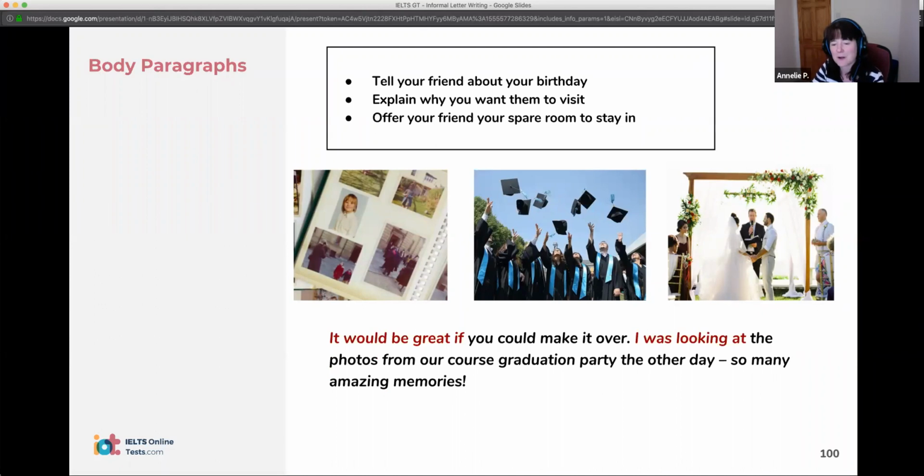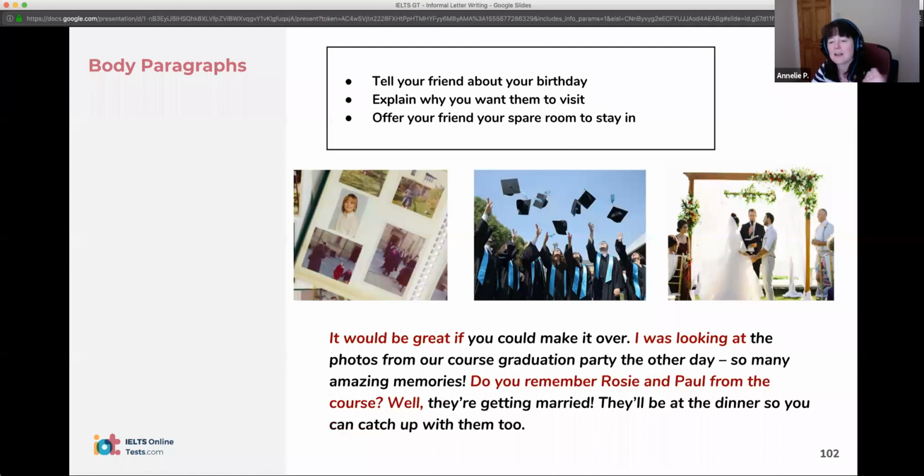Okay, so I was looking at the photos from our graduation party, our yearbook, very good, and I got nostalgic, very nice. So many amazing memories we put. Then we introduce some other people, so this is another reason why you want them to come. Do you remember Rosie and Paul from the course? Okay, they're getting married, so they'll be at the dinner too.